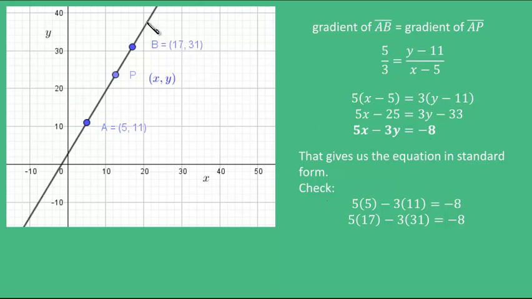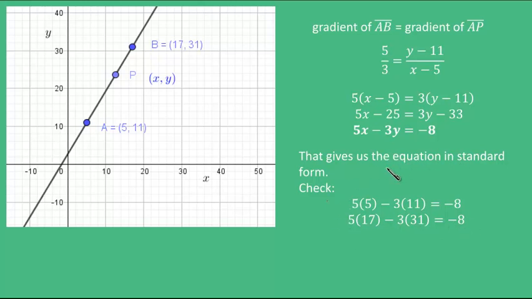So this line passing through these 2 given points corresponds with this equation. And we can check it by simply placing these points in the equation. If we place 5 and 11 here, we should get minus 8. So check it. If we place 17 and 31 where the x and y values go, we should get minus 8. So check it and you'll see that indeed it works out.